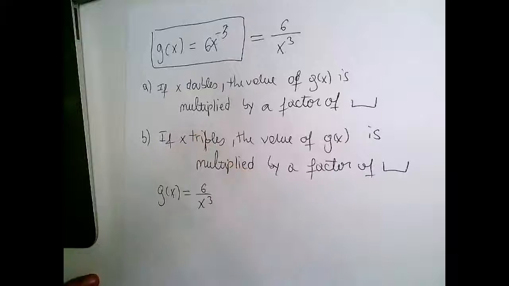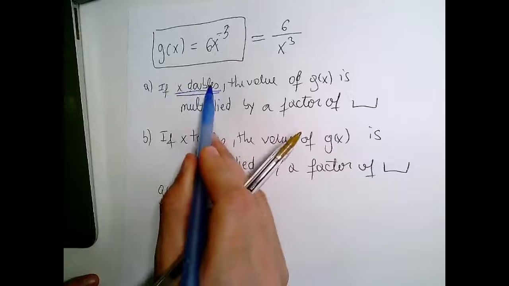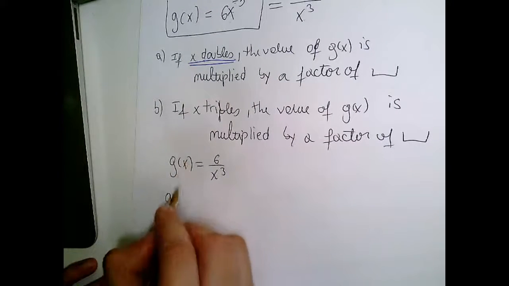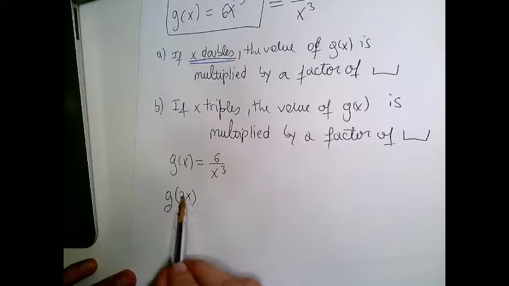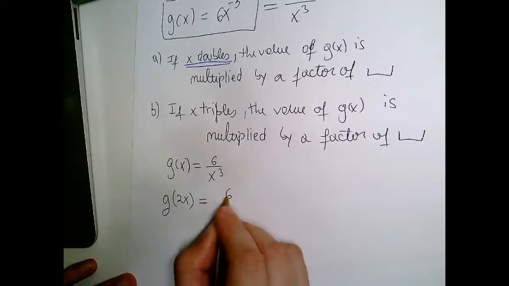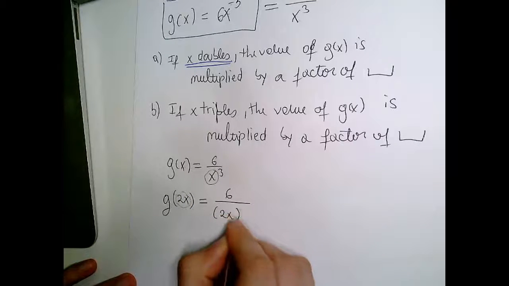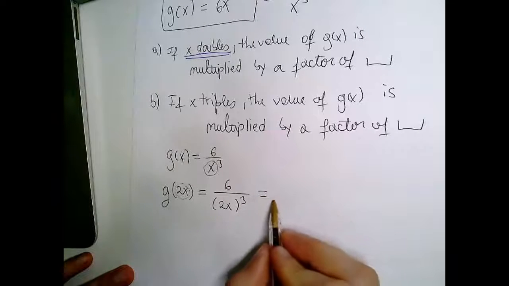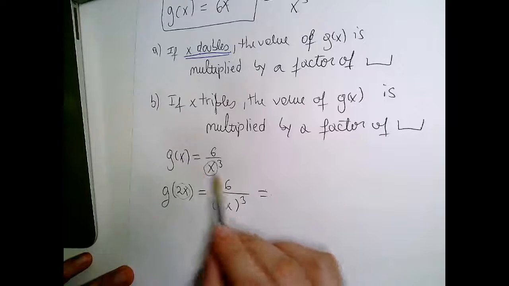Now, if x doubles, so the input is not just x but 2x, I'm looking at the function g with the input being twice x, so 2x. Let's calculate what g of 2x would be. This is going to be 6 over, instead of x, I have 2x now, so 2x to the third power. The goal is to calculate this and spot g of x. Let's see what I mean by that.